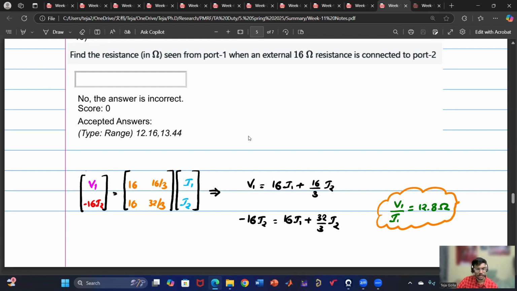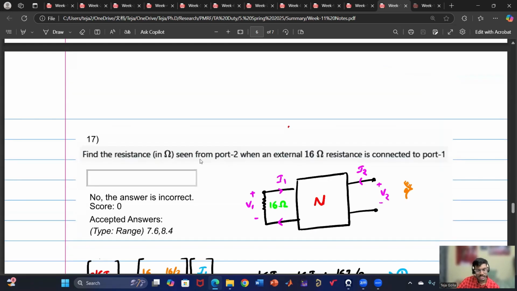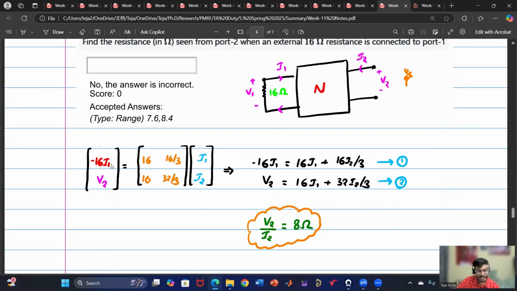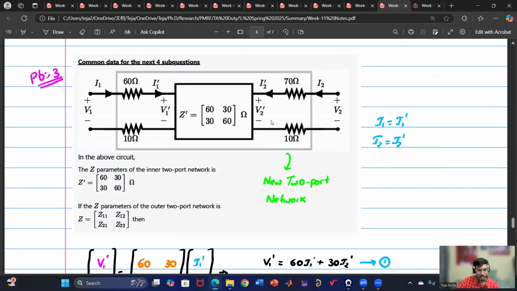So exam is all about time management, making the right choice at the right time, and solving everything without making mistakes, or with fewer mistakes. And then what is the resistance seen from port 2 when 16 ohm is connected? So 16 ohm is connected means V1 is minus 16 I1. We are solving for V2 by I2. And then this is another important equation.